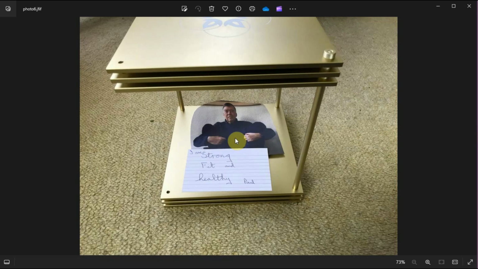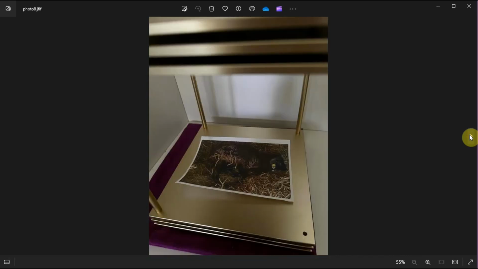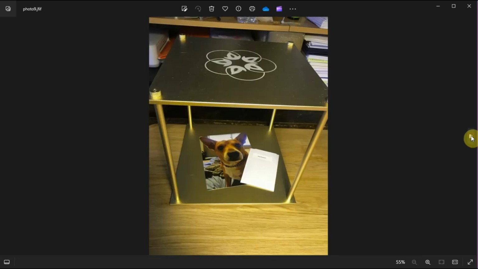They've got the picture of the person, and then one of themselves, I think, and then it says, "I am strong, fit, and healthy." So you're manifesting intention for yourself by putting that in the block. Someone else is just sending energy, with a picture of a person and a picture of, I think, a calf or a sheep. Can't tell.